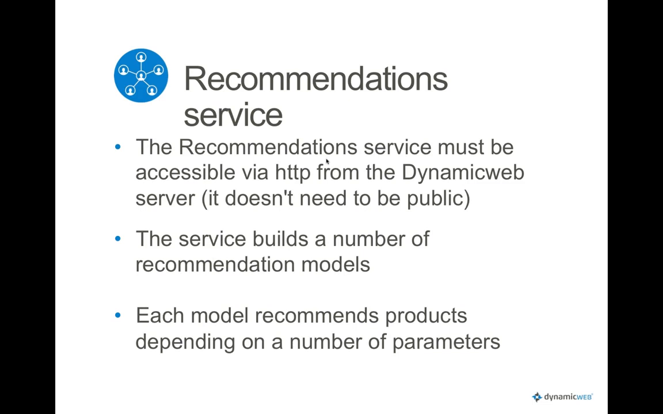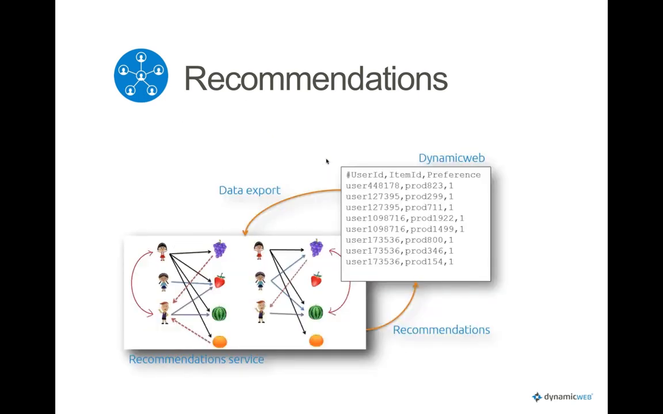And the recommendation service we have must be accessible via HTTP from the Dynamicweb server. It doesn't necessarily have to be a public recommendation server, but the important thing is that the Dynamicweb server must be able to access the recommendation server. And as mentioned, the service builds a number of models internally, and then each model can be used from Dynamicweb to recommend products depending on some parameters that will depend on user behavior on the site or what products are shown on the product page, for instance.